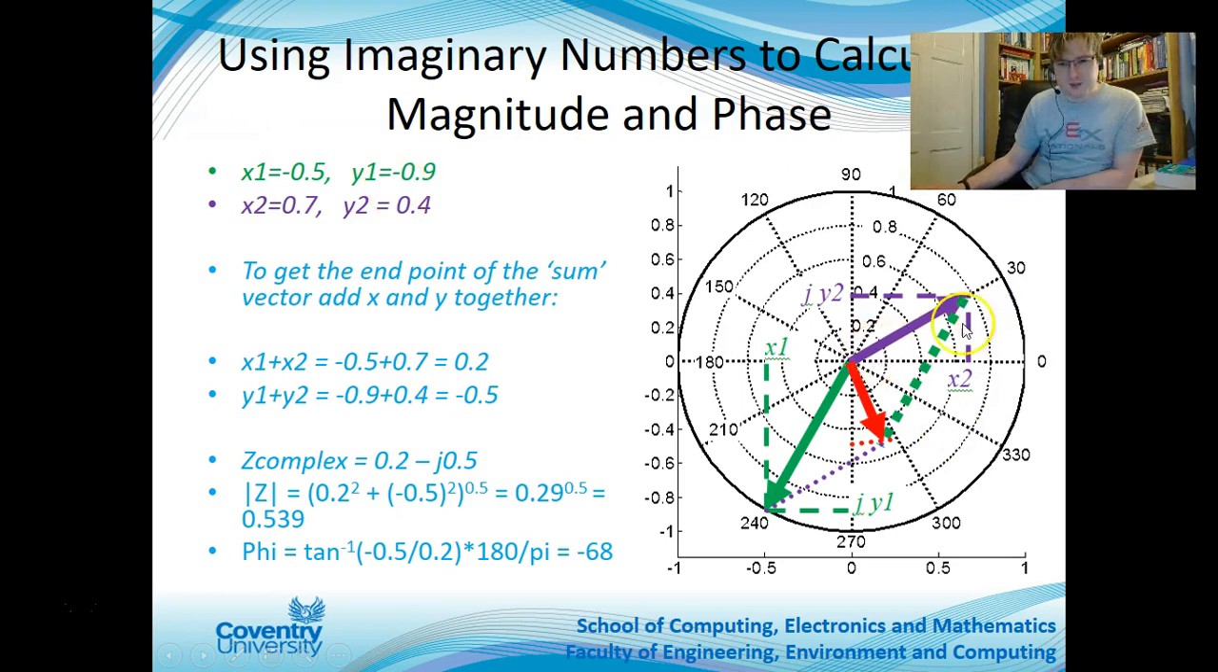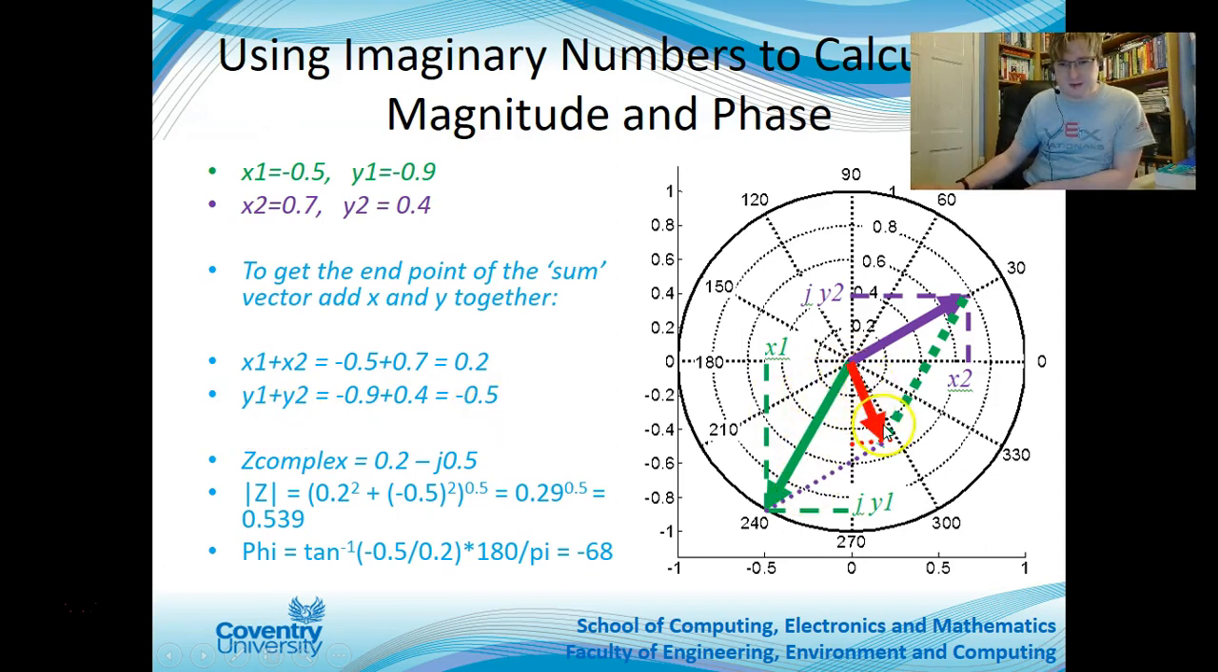If we go for our purple vector, then we've got 0.2, 0.4, 0.6, 0.7, which goes up to here, and then 0.2, 0.4. Those are your coordinates. We've got 0.7 on the real axis, 0.4 on your imaginary axis. If you wanted to add them together, you could just add the two real parts together to give you 0.2, and add the imaginary parts together, which in this case will give you minus 0.5.